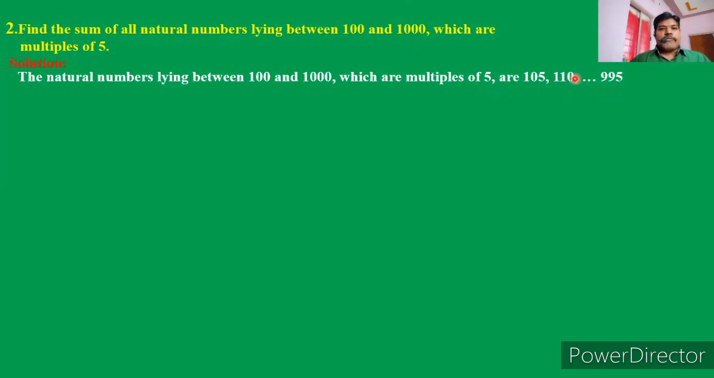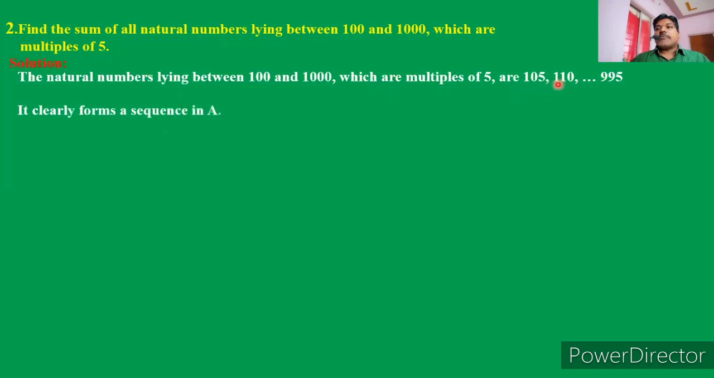105, 110, 115, 120 and so on, 995. It is not possible to calculate by taking the sum of all the terms directly. So first we have to calculate the n value, a value and d value. Then we can calculate Sn. So first see that one.